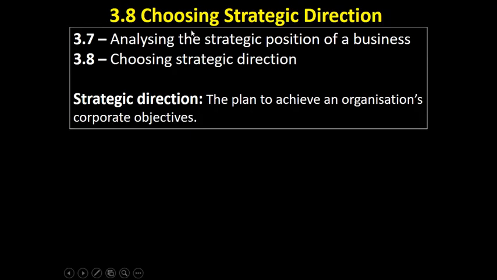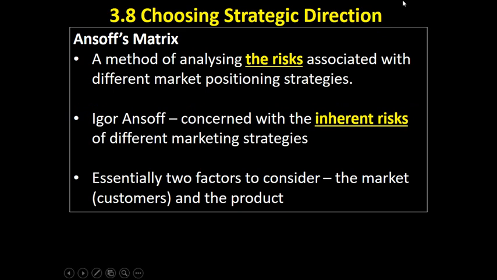So you can see that in Unit 3.7, we're analysing the strategic position of a business. Unit 3.8 is about choosing between the different strategies that we could use to achieve our objective. And we could define strategic direction as the plan to achieve an organisation's corporate objectives.